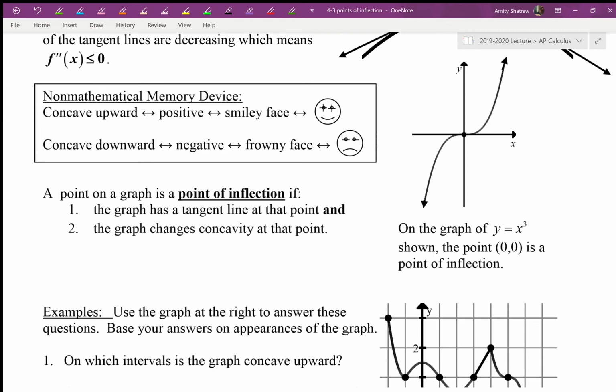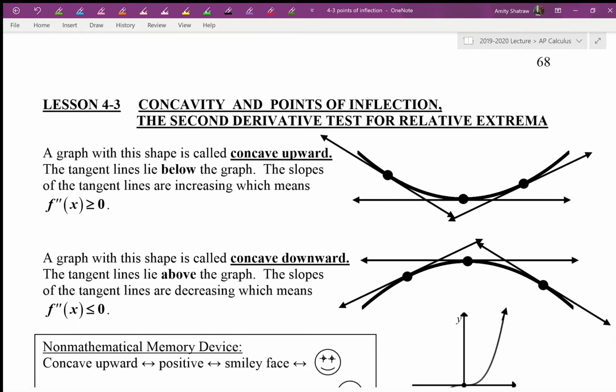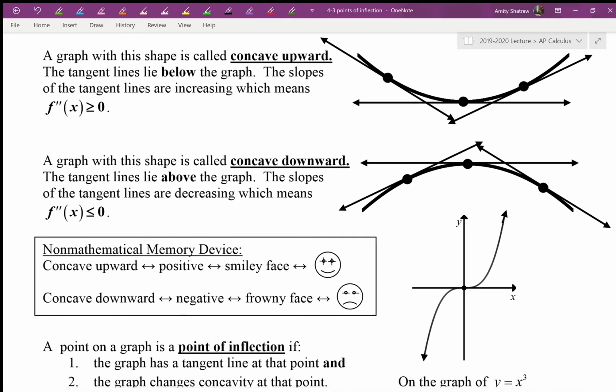Hello. So I want you to take a moment and pause the video right here, reading all of this. All right, great. So did you notice that he gave us a handy dandy little device to decide whether or not something is concave up or concave down?